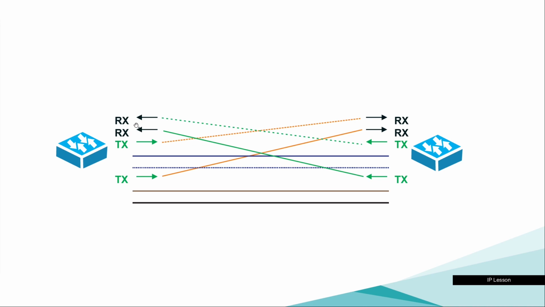As you can see, one of the switches will receive data on 1 and 2, and the other one transmits data on 3 and 6. The other side of the switch will use 3 and 6 to transmit data, which goes to 1 and 2, which is what the other switch is receiving data on.